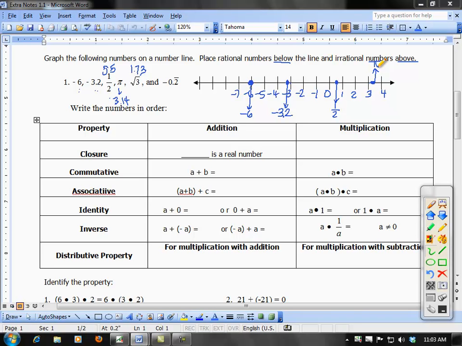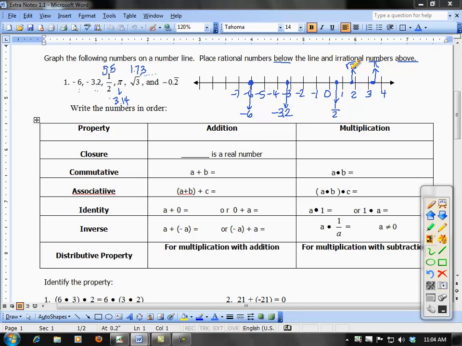The square root of 3 is 1.73, so it's between 1 and 2, but closer to 2. And again, it's irrational because this decimal doesn't end, it actually keeps going. So the square root of 3 is what we want to write on top because it's an irrational number.